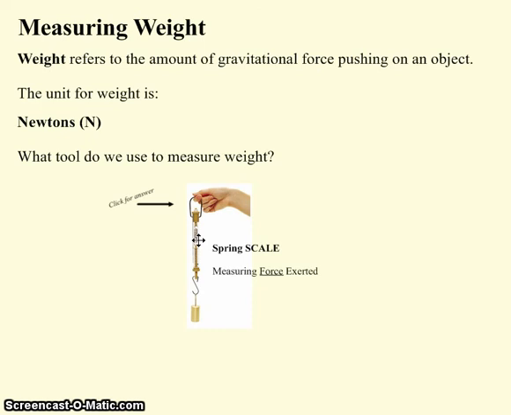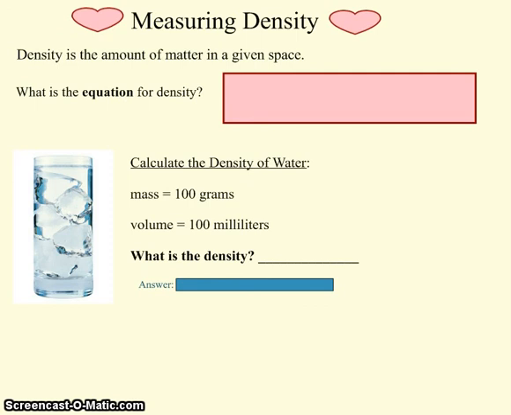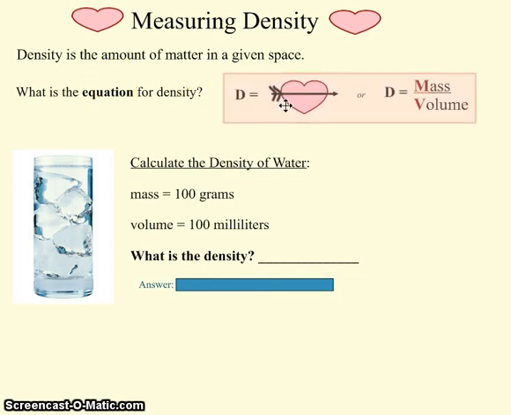And now let's spend one last moment looking at density. Remember how much you love density? Remember that density is the amount of matter in a given space. So what's the equation for density? Well, just remember that you love it. Because remember, density is a heart with an arrow through it. And if you can remember that, you can remember that density is really mass, which is the top of the heart looking like an M, divided by volume, which would be the V on the bottom.